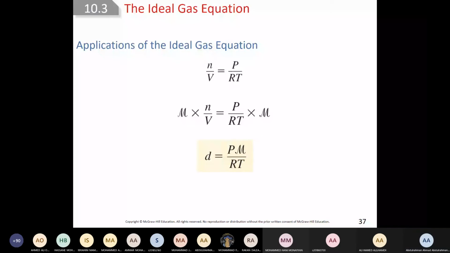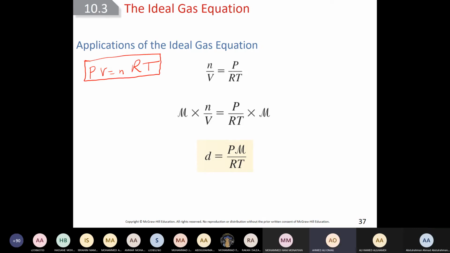Now, we know the law PV equals nRT. What's this law? The ideal gas equation. Ideal. You have to memorize the name: ideal gas law.